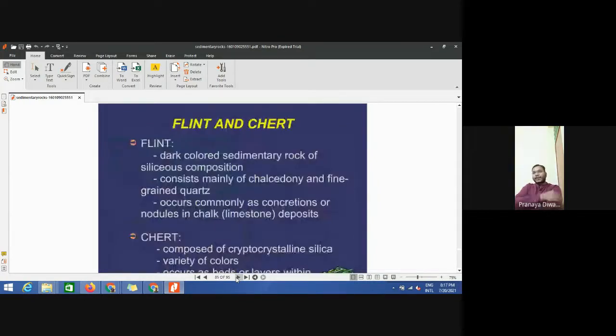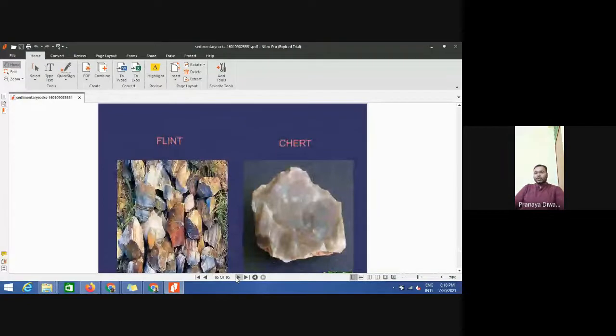Then you have flint and chert. Flint is a dark colored sedimentary rock of siliceous composition. It consists mainly of chalcedony and fine grained quartz. It occurs commonly as concretions or nodules in chalk deposits.